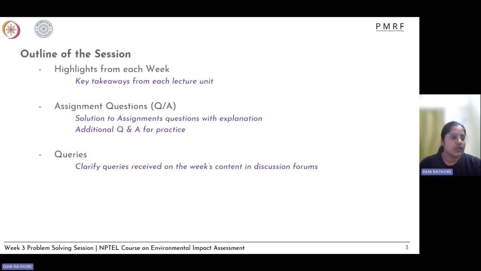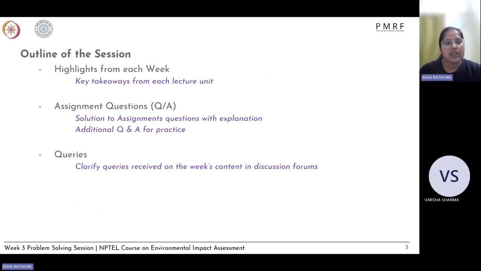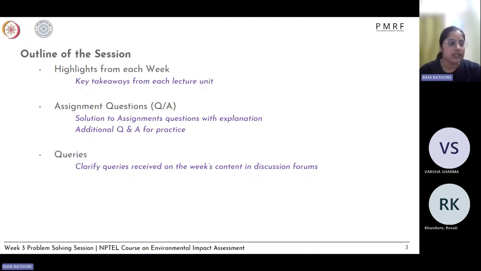Let's begin. The outline of the session is that we're going to look at the key highlights from each week. That is, we are going to look at the key takeaways from each of the lecture units which were covered this week. We're also going to look at assignment questions, Q&A, and solutions to assignment questions with their explanations, as well as additional questions and answers for your practice based on this week's content. We will also look at week 1 and week 2 assignment problems for this course. And lastly, if we received any queries from you in the discussion session, we will clarify those queries which we received on this week's content.